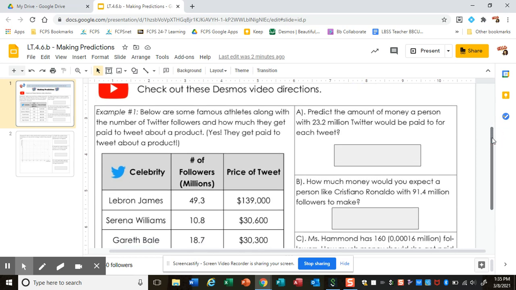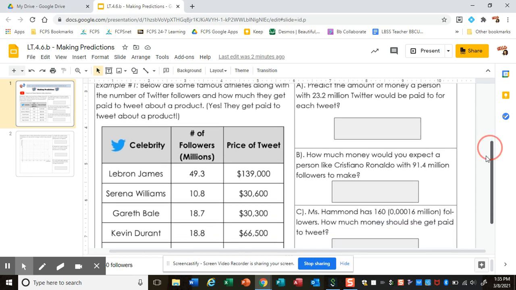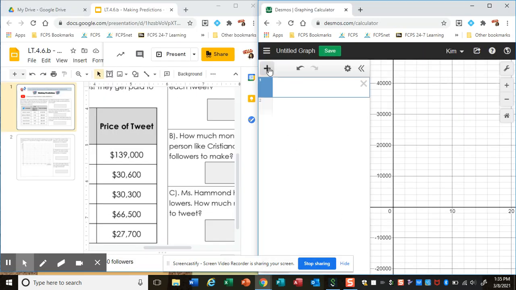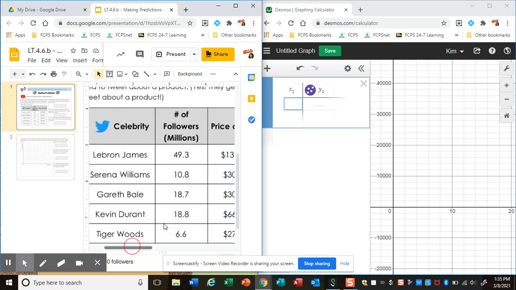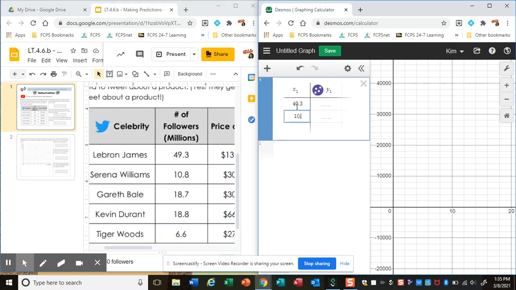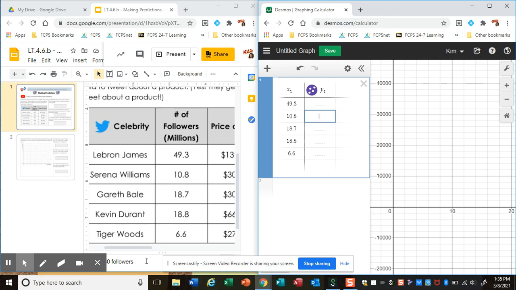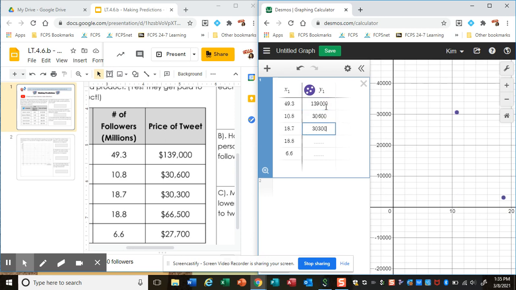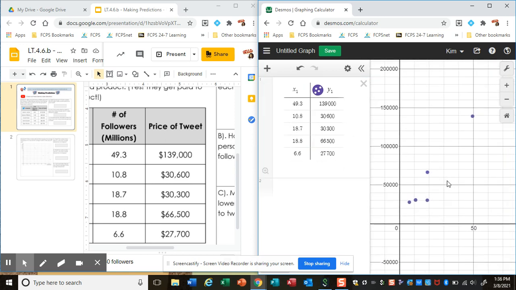So if we want to make a prediction, that way we need a model. We need some sort of way of looking at the information and trying to use it to make guesses. So this is where we use Desmos. So in Desmos, I'm going to make a table and I'm going to enter the data that we have. I click the magnifying glass and there's my line, there's my data.